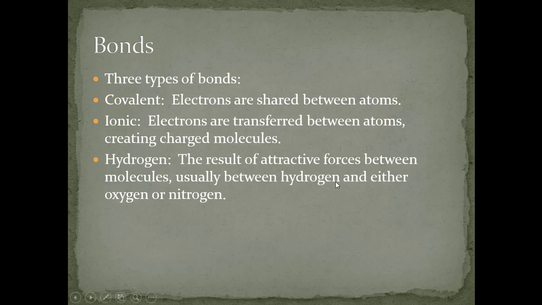We have what's referred to as an ionic bond, which is where electrons are transferred between atoms, creating charged molecules. So for the sodium chloride example, the sodium would usually have a positive charge, and the chloride would have a negative charge.